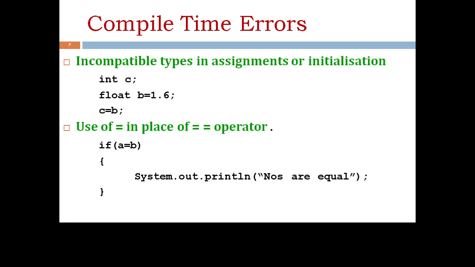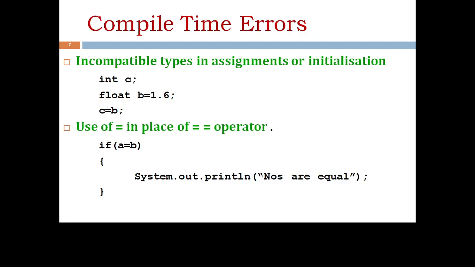Next is incompatible types in assignment or initialization. During initialization, we are using incompatible types. How? We have declared two variables, one is int and one is float. C is int and B is float. B has the value 1.6, so it has more information, a fractional part 0.6. When it is assigned to C, that fractional part has to be truncated. So this will be detected during the compilation.